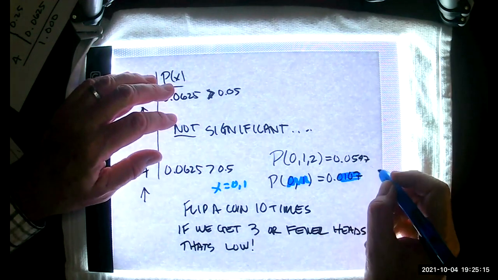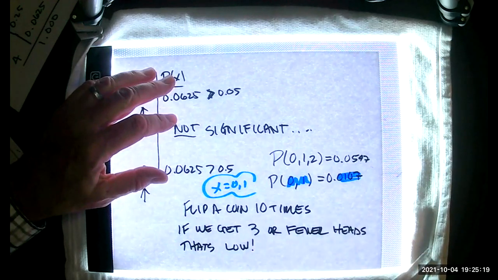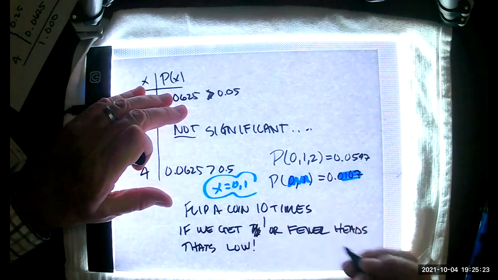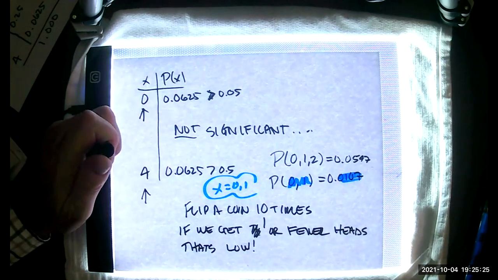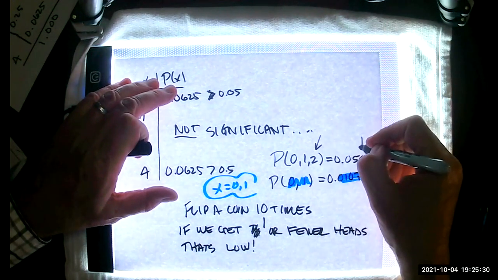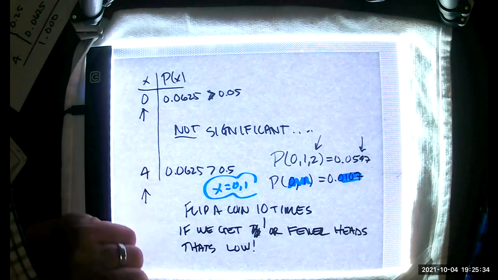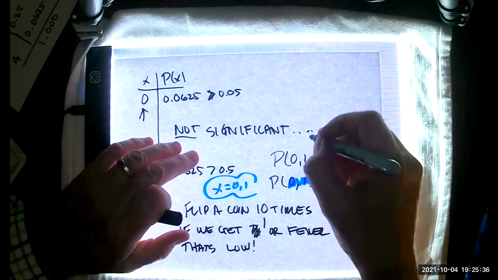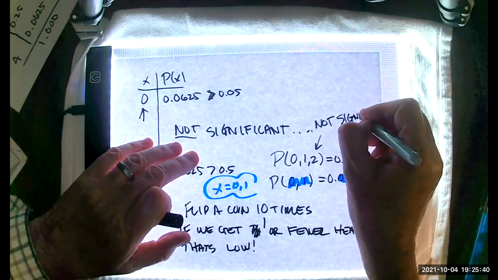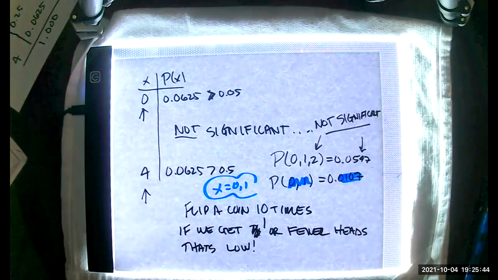That is less than 0.05. So if I were to flip that coin 10 times and got 1 or fewer heads, that's way low. If I got 2 or fewer heads, you can see that this number is just a bit higher than 0.05. That would not be a significantly high number of heads.